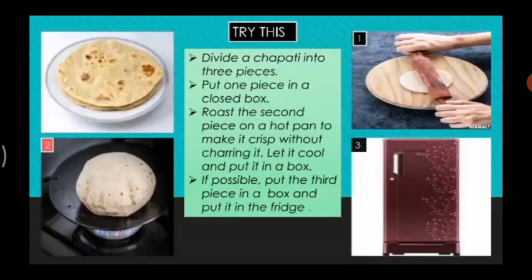Then the second piece, you can roast on one side on the hot pan. Now it is not safe for you, so you can ask your mummy to help you with this. Only on one side you have to roast it. Let it cool down, and then put this chapati also in the box. So the first chapati we did not roast, we just kept it in the box. The second chapati, you roast one side, let it cool down, and keep it in the box.